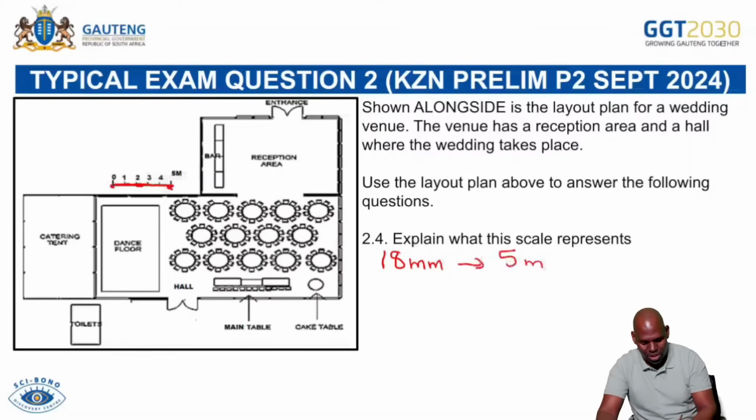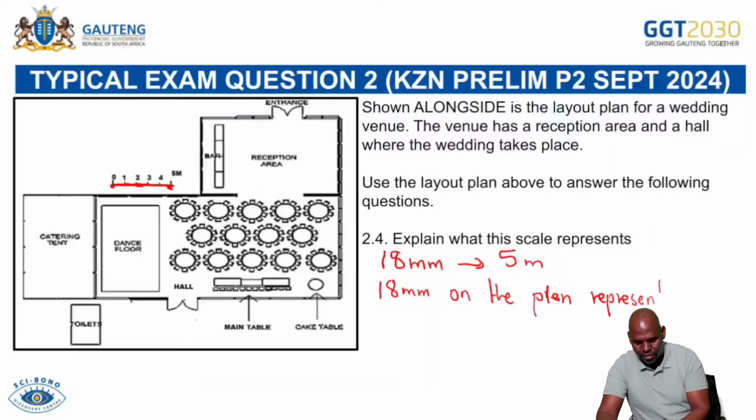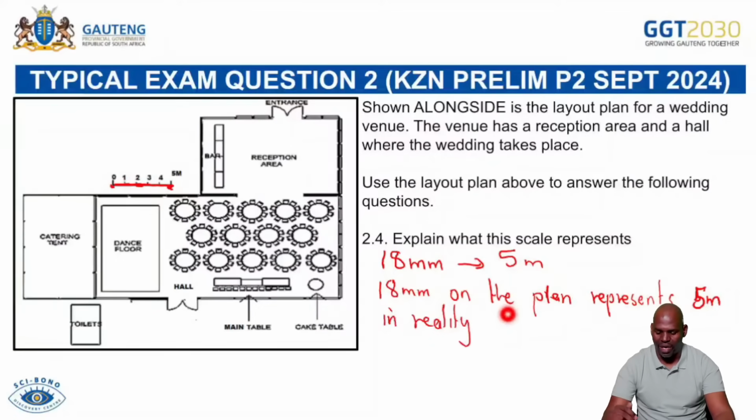But they say we must explain. So you can say 18 millimeters on the plan represents 5 meters in reality. Okay, 18 millimeters on the plan represents 5 meters in reality, or you can say 5 meters on the ground. That is how I can explain this. Explain what this scale represents. It means 18 millimeters, the one that I've measured on the plan, represents 5 meters in reality. That is how simple you can explain this.